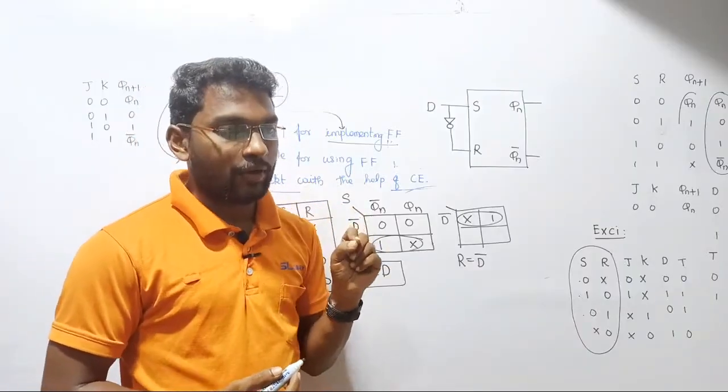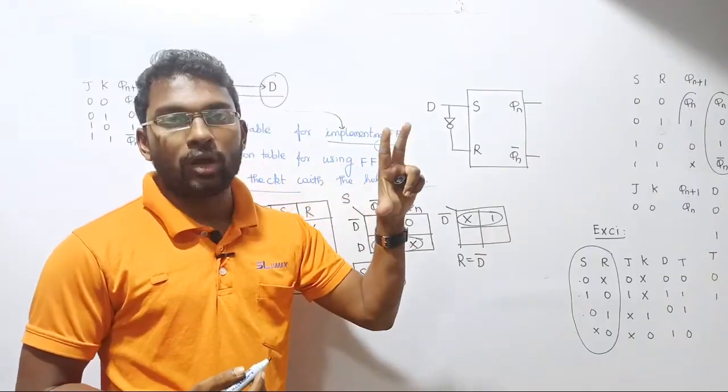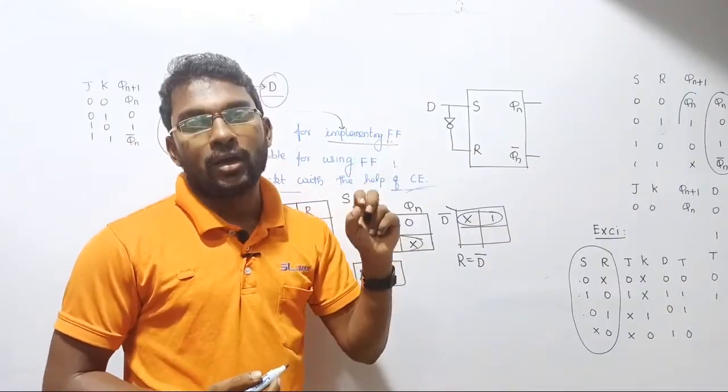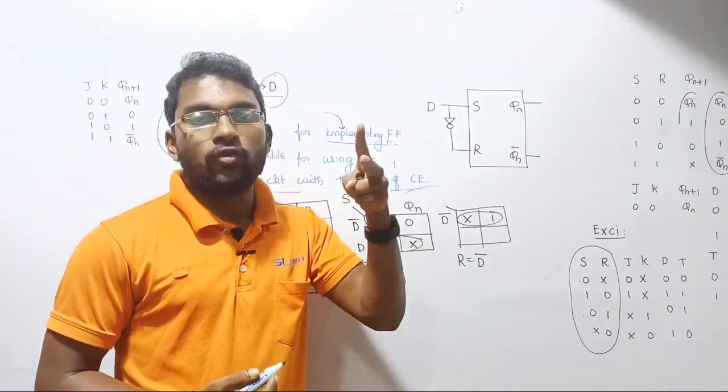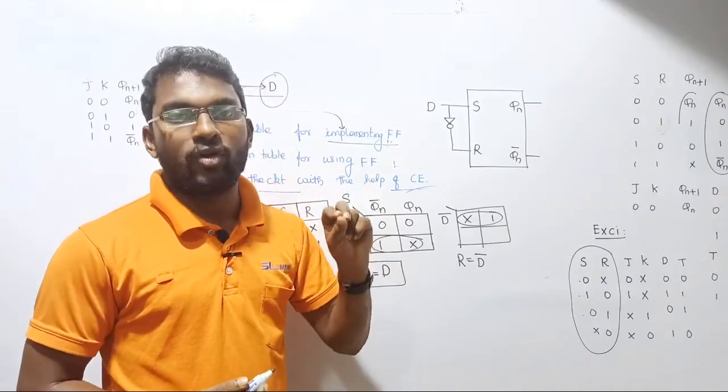In case of T flip-flop, there is only one input. With the help of only a single bit, we can produce the toggling mode. Whereas to produce the same toggling with a JK flip-flop, I need two inputs, right? So in order to avoid that, usually we give priority to the T flip-flop.